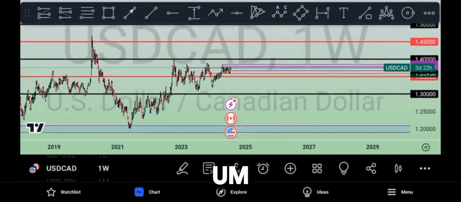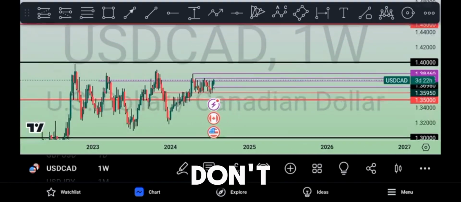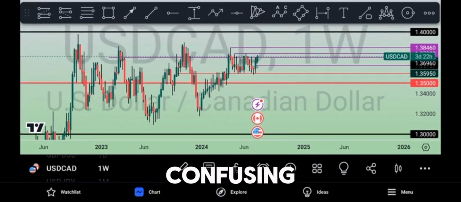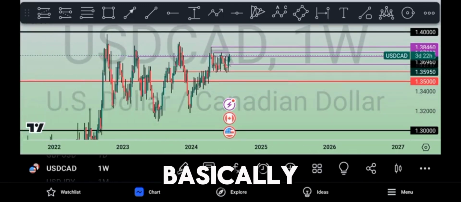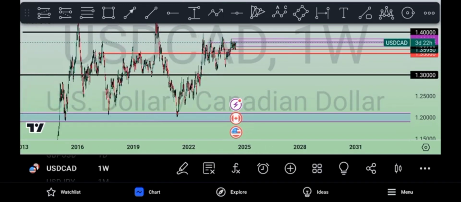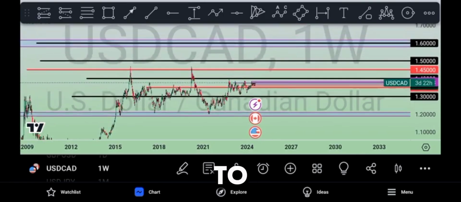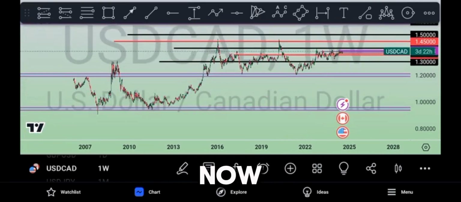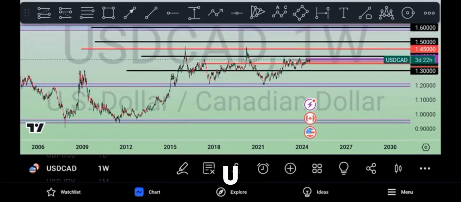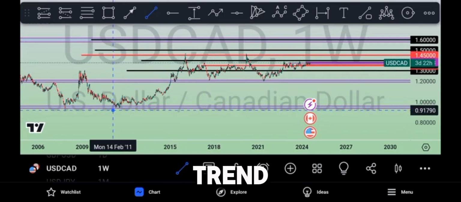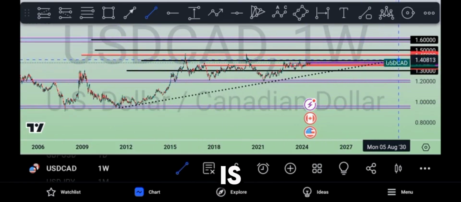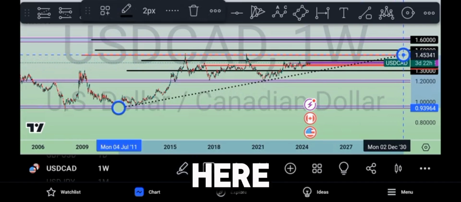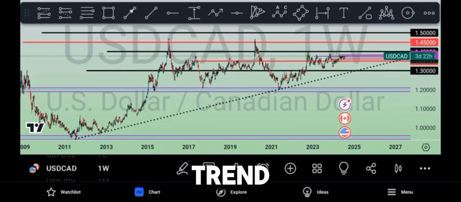Now, please don't mind the lines here. They are kind of confusing, but I understand them. So basically, what you want to do is to identify the flow of the market. Now, as we can clearly see, USD JPY is on an uptrend. USD JPY is on an uptrend clearly here.